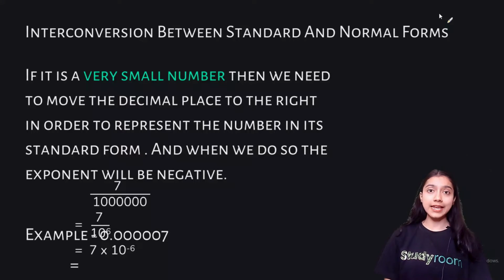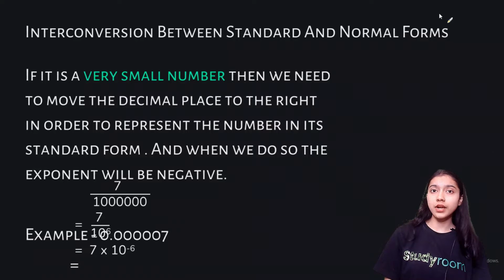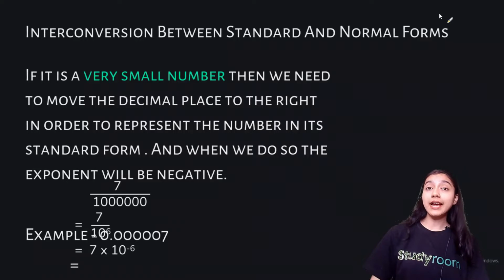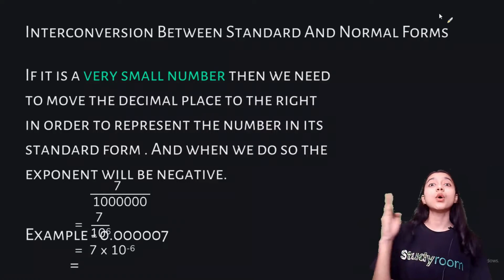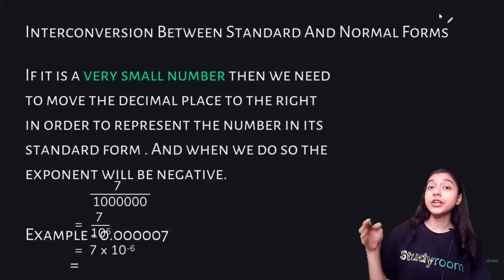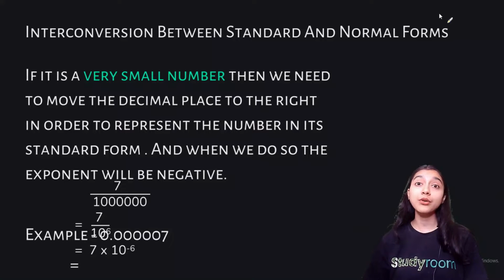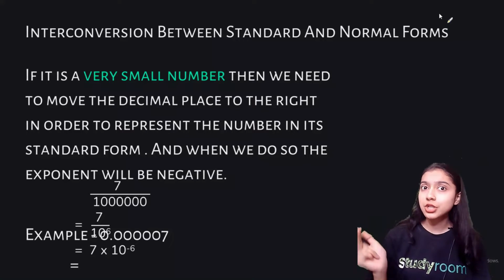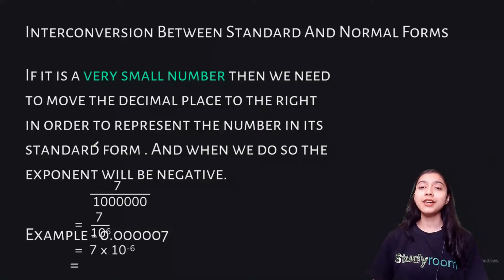Now let us take the second case. That is, when we have to use exponents in order to represent very small quantities or numbers in standard form. In that case, we have to shift the decimal place towards the right hand side. In doing so, the number of places we shift towards the right hand side will become the power of 10, the power of the exponent. But here there's a change. The power will take a negative sign. Let me explain this with the help of an example.